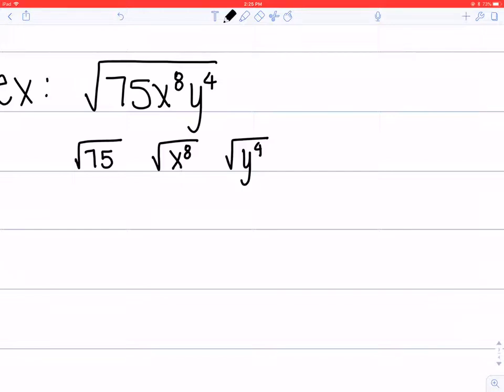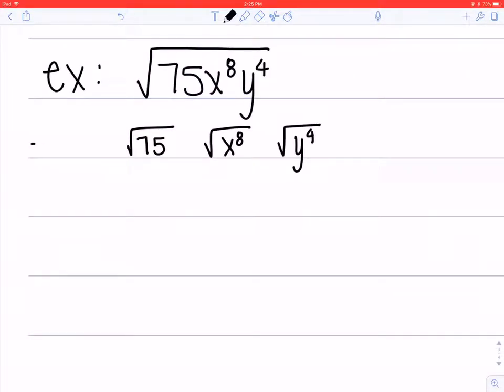Okay, so the square root of 75, I don't want the decimal version, so I'm going to do my factor tree. 75 gives me 3 and 25, and then 5 and 5. So with square roots, I'm looking for pairs. I've got 1, 5 coming out, 1, 3 left inside. So the square root of 75 is the same thing as 5 square root 3.